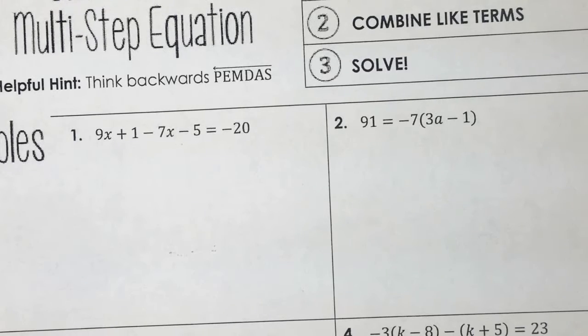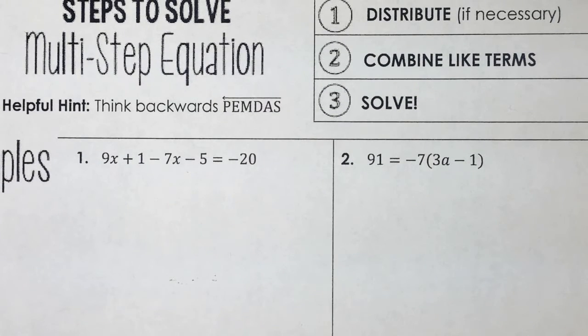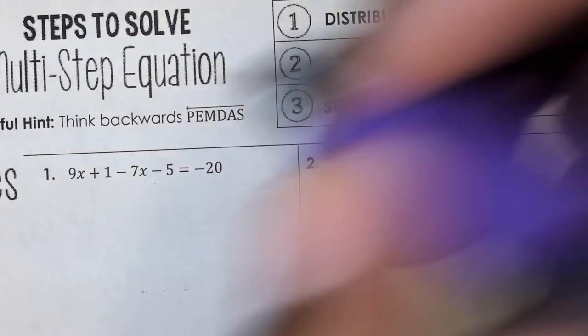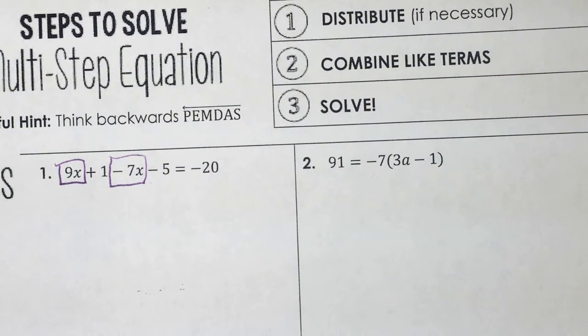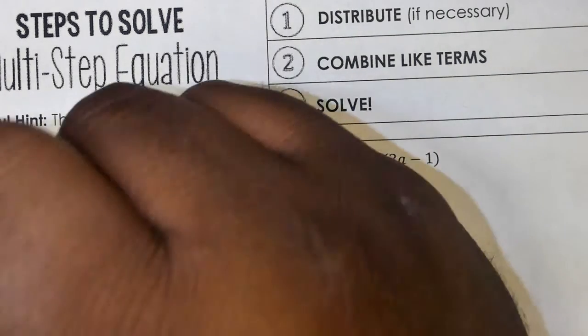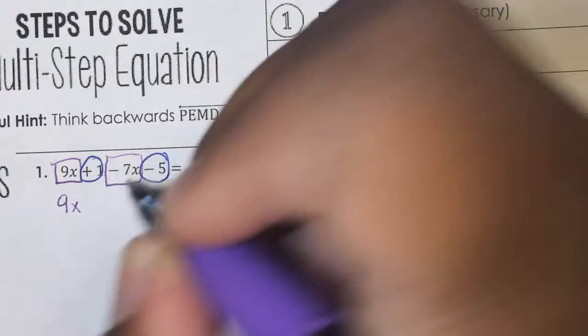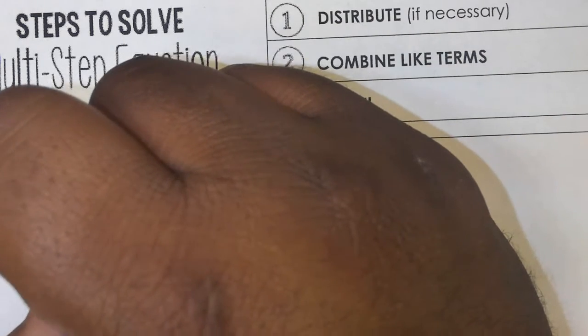The first one, there's no parentheses in there, so there's no distribution that we need to do. But we do need to combine like terms first. Find your like terms: 9x, negative 7x, and then you have plus 1 minus 5. And combine your like terms. I'm going to rewrite it. You don't have to if you don't want to. You can just combine it if you know how to do it without it.